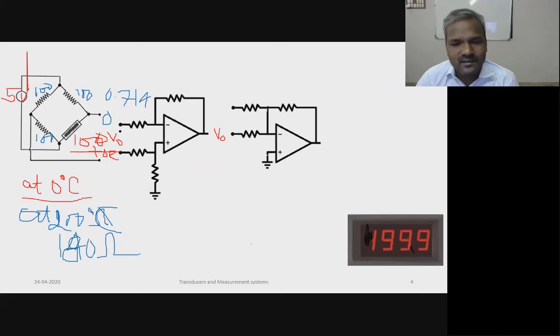We should get the voltage output. Sorry, this is the final voltage output. When 0 degrees Celsius, we should get 1 volt. For 200 degrees Celsius, we should get 5 volt.